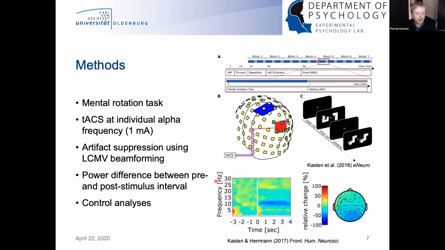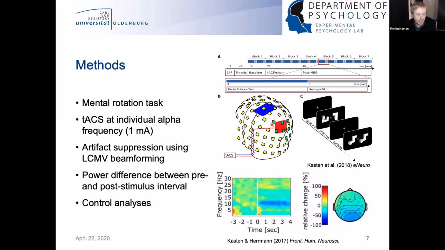This is something that we did some time ago. We asked participants to perform a mental rotation task. This kind of task is well known to cause a strong suppression in the alpha range after stimulus onset. So as soon as you start mentally rotating an object, alpha amplitude goes down over posterior sensors. During that, we applied TACS. We had a baseline period without stimulation, and afterwards we also did some post-stimulation measurements.